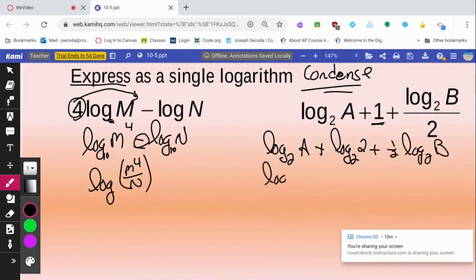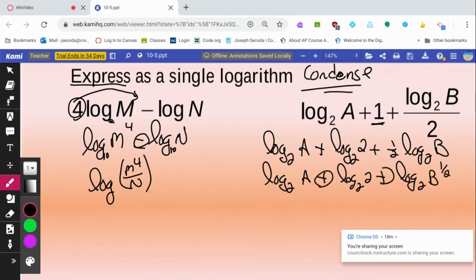So that's going to be log base 2 of a plus log base 2 of 2 plus log base 2 of b to the 1/2 power. And now since they're all additions, that's going to condense to a single log with a base of 2 of, the addition becomes product, so I'm going to rewrite it in order: 2ab to the 1/2 all goes inside the log.